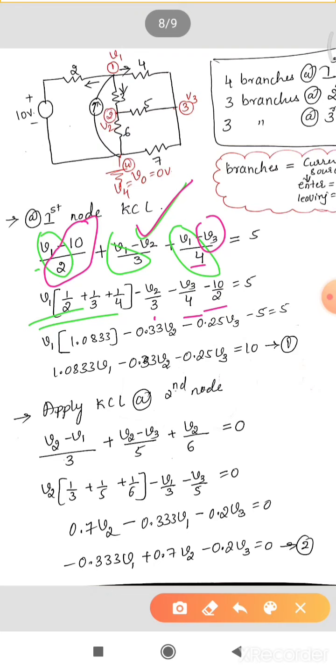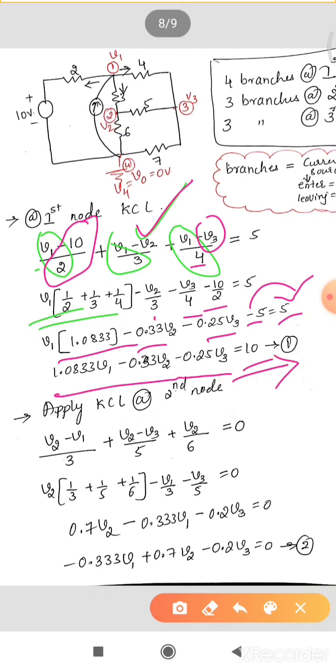Simplify this by using a calculator. Okay, 1 by 2 plus 1 by 3 plus 1 by 4, if you do that, you get 1.08333. Minus 1 by 3 is 0.333 V2 and minus V3 by 4 is minus 0.25 V3. 10 by 2 is 5, so minus 5, which is equal to 5. Send this 5 to this side, so it will be 10. So just to write systematically, it is 1.0833 V1, minus 0.33 V2, minus 0.25 V3, which is equal to 10. Let's call this equation number 1. As we said, however many nodes there are, that many equations you get, and that many variables also you get.